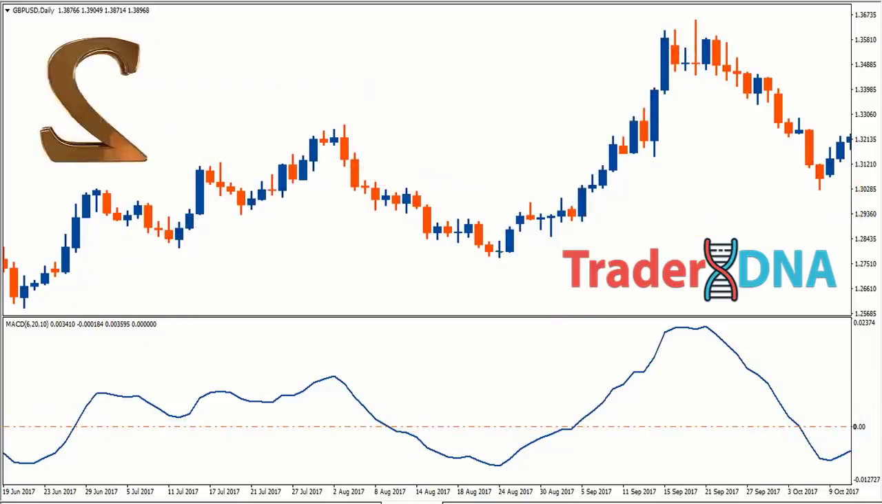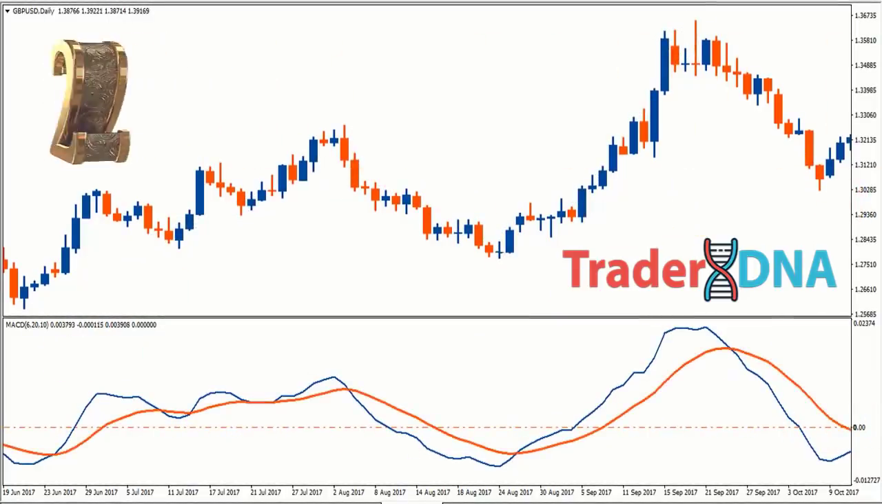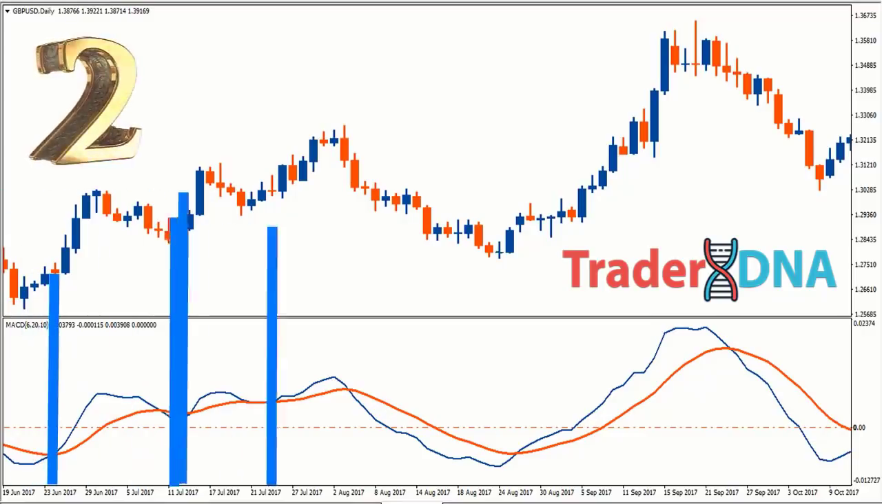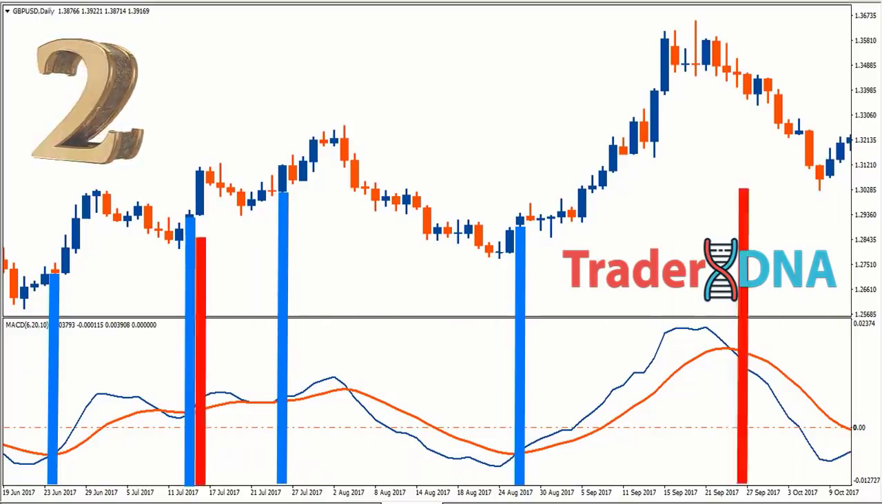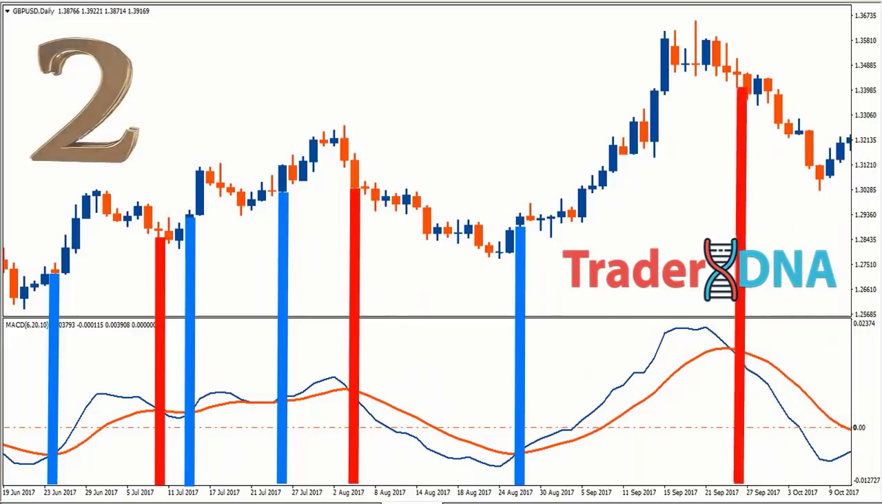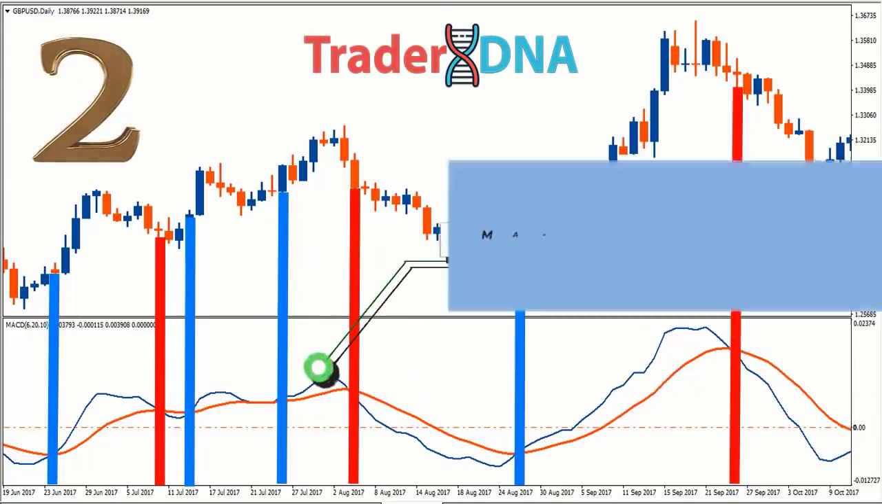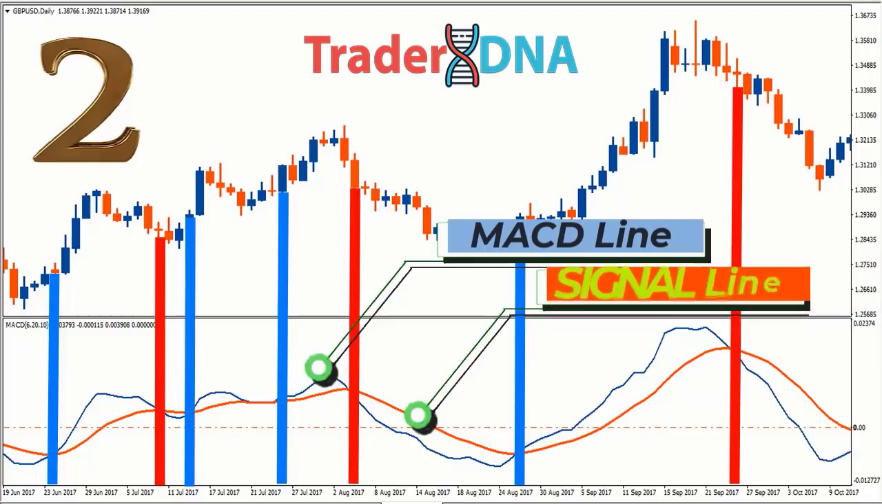Second, MACD signal line crossovers. Like with most crossover strategies, a buy signal comes when the faster line crosses above the slower line. And vice versa for a sell signal when the faster line crosses below the slower line. Here, the MACD line is the faster line, while the signal line is the slower line.